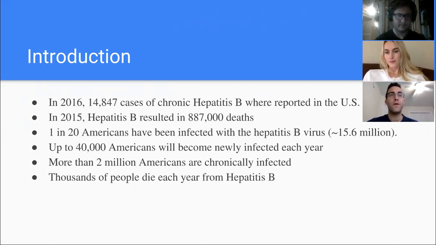More than 2 million Americans are chronically infected, meaning that the disease has progressed past its dormant or asymptomatic state and affected the people involved. Thousands of people die each year from hepatitis B, and it's usually through liver failure.